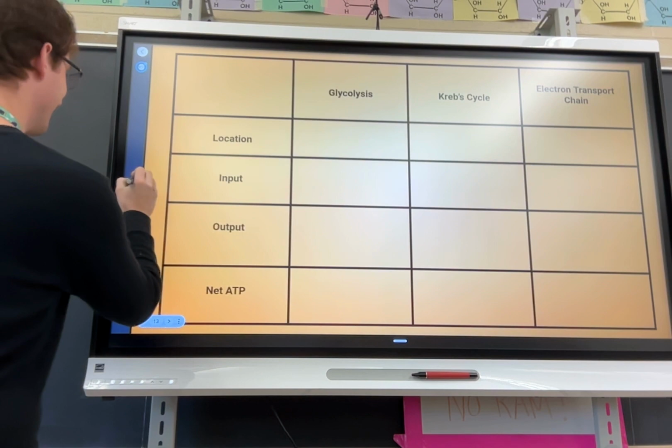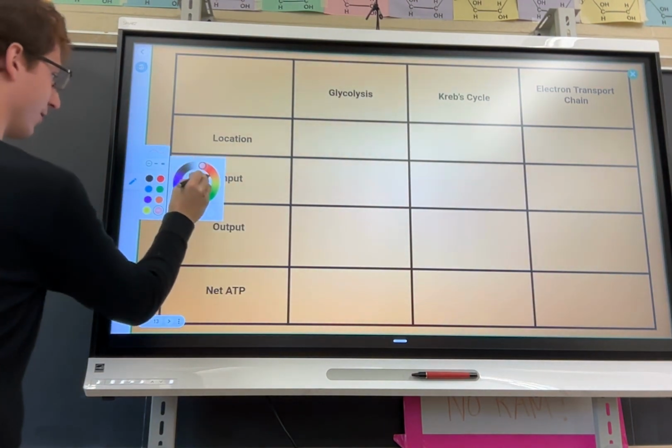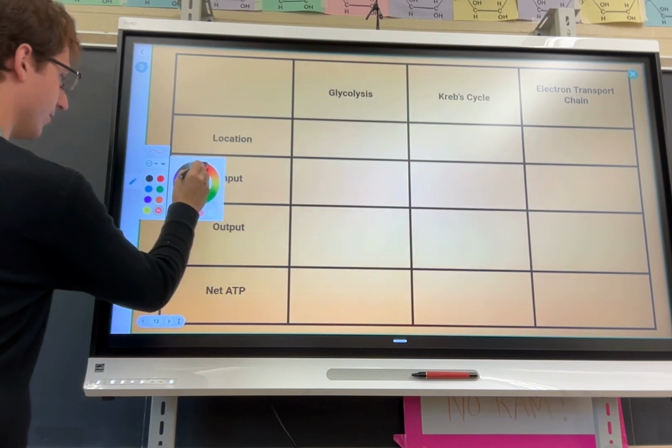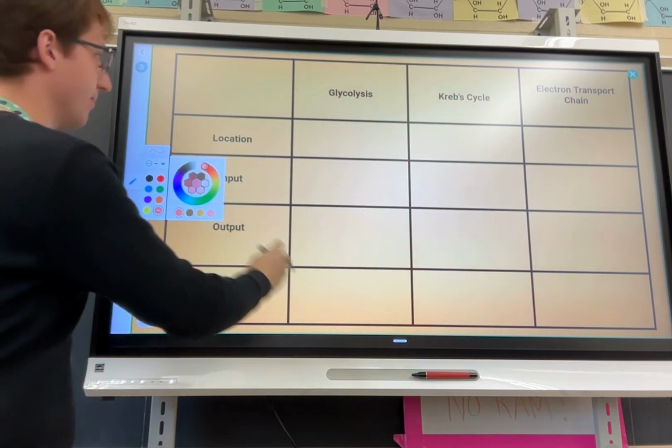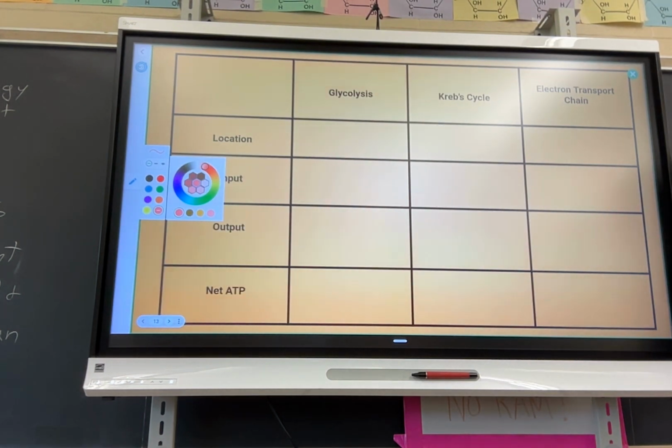Peyton, pick a color. I thought so. I have to actually hunt for it. Let's do... How's that? I can only do so much.